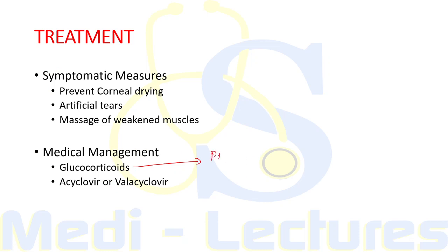Now prednisolone can be given in a dose of 60 to 80 mg per day for 5 days and then should be tapered gradually. Now the steroids will shorten the recovery period and improve the functional outcome of the patient.